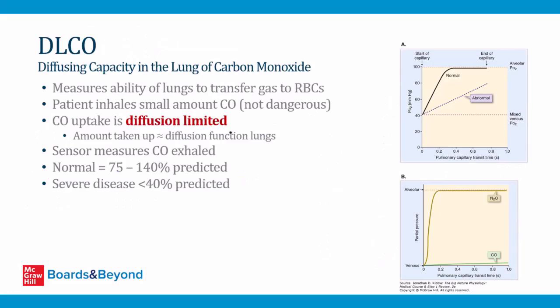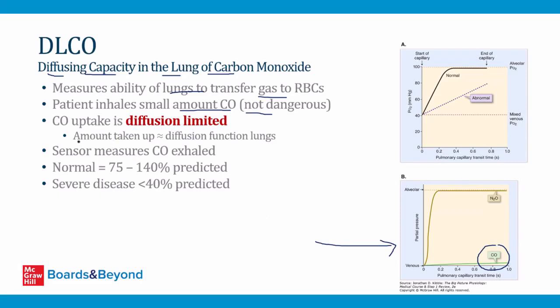So let's talk in detail about the DLCO, which stands for the diffusing capacity in the lung of carbon monoxide. This is a test we perform on patients that measures the ability of the lungs to transfer gas to red cells. The way this test works is the patient inhales a small amount of carbon monoxide, not enough to be dangerous. You may know that carbon monoxide is a poison and large amounts can be dangerous. I talk about this in other videos, but in this test, a very small amount is inhaled. And in the videos on pulmonary physiology, I talk about how carbon monoxide has diffusion limited uptake. That's what's shown here in this graph, which I go over in detail in other videos.